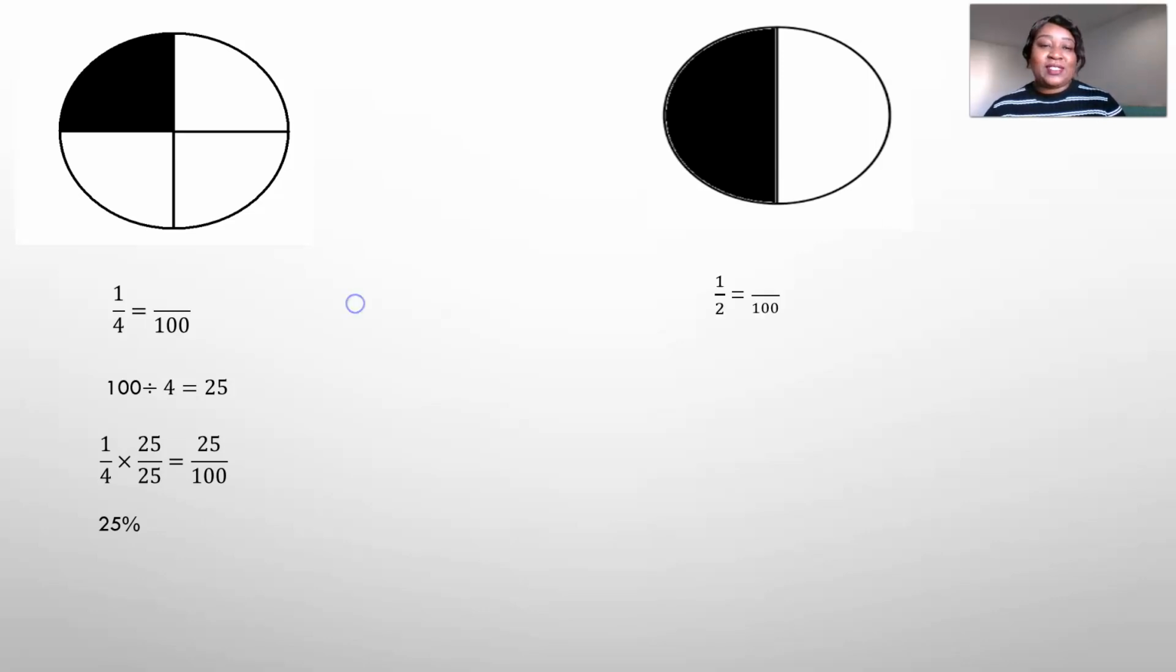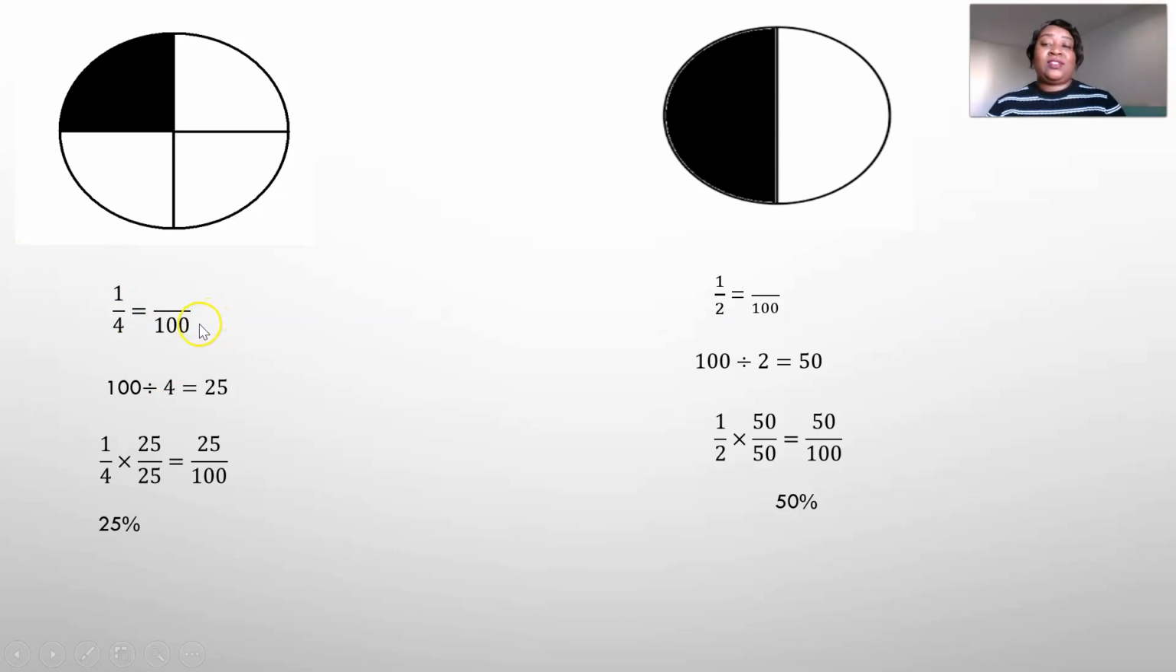Let's move on to the next one, which is 1 over 2. To change it to a fraction that is out of 100, we can say 100 divided by 2, and then we get 50. So we can say 1 over 2 times 50 over 50, which is equal to 50 over 100, 50%. Okay, so that is how you can convert when you know that the denominator that you have is a factor of 100.